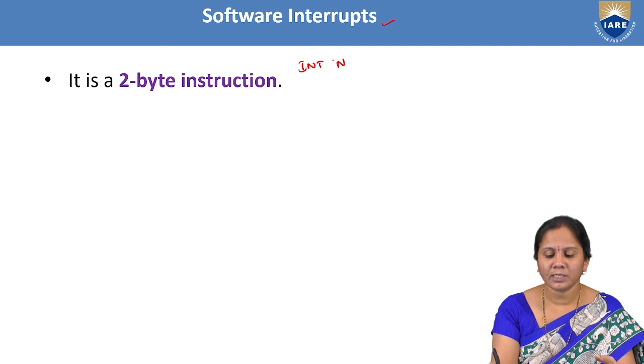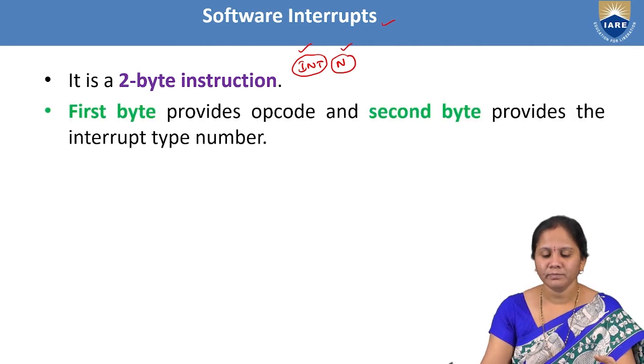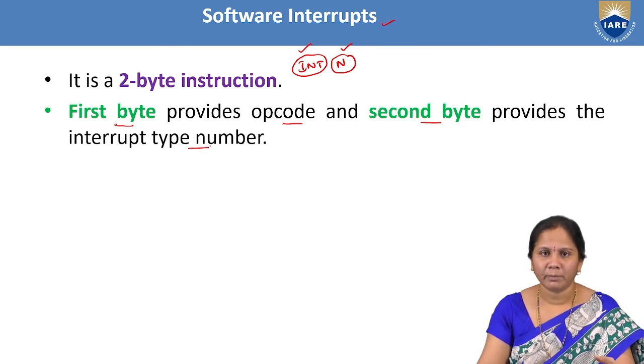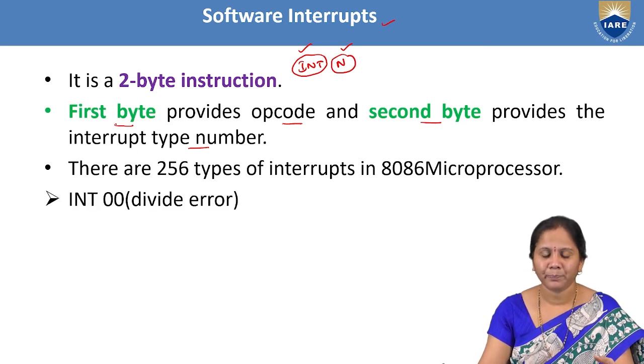Here this INT N software interrupt instruction is a 2-byte instruction. 2-byte instruction means this is 1 byte and this is another byte. The first byte consists of the opcode, whereas the second byte provides the interrupt type number. So there are 256 interrupts available in the 8086 microprocessor.